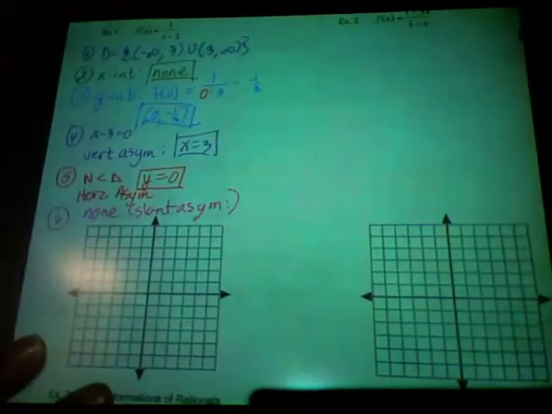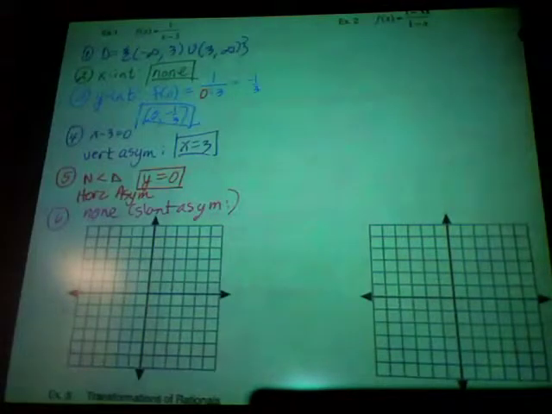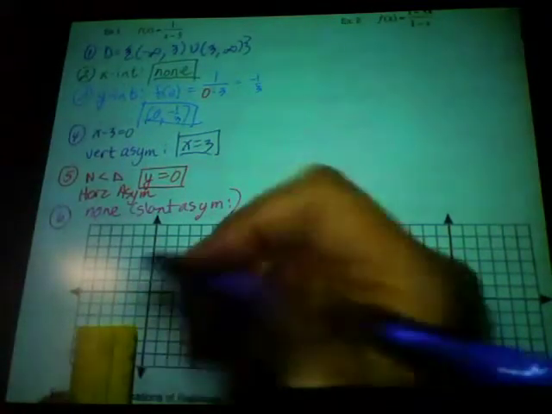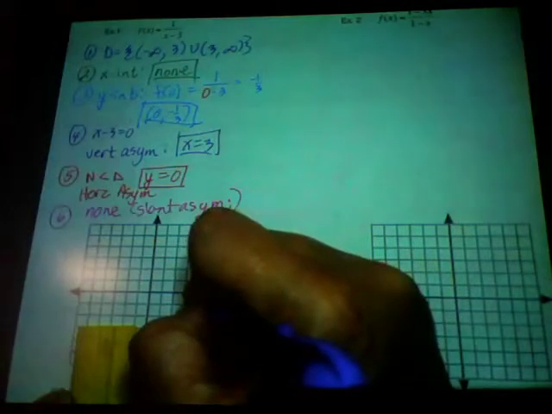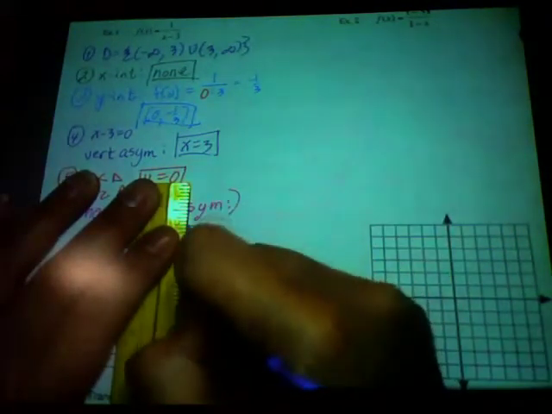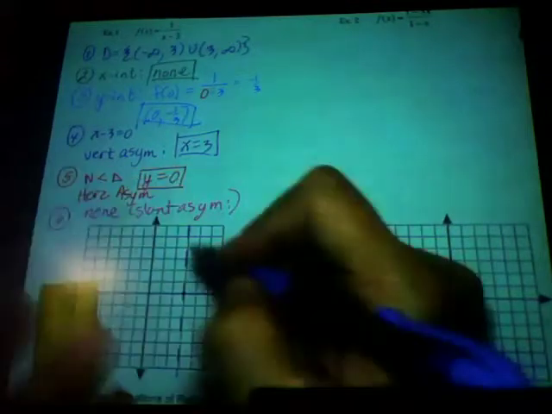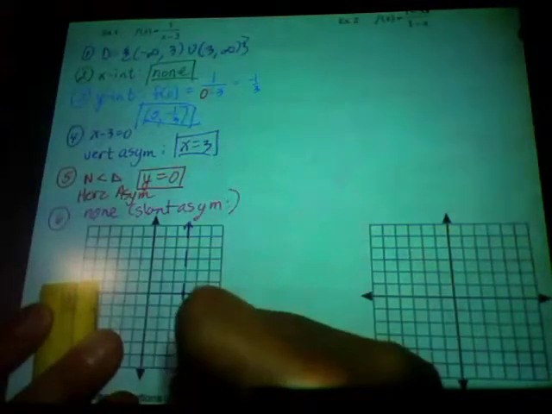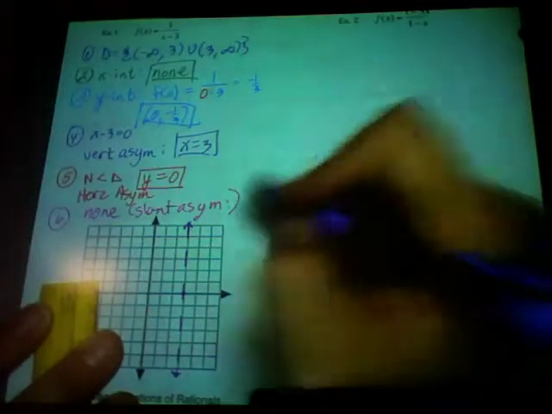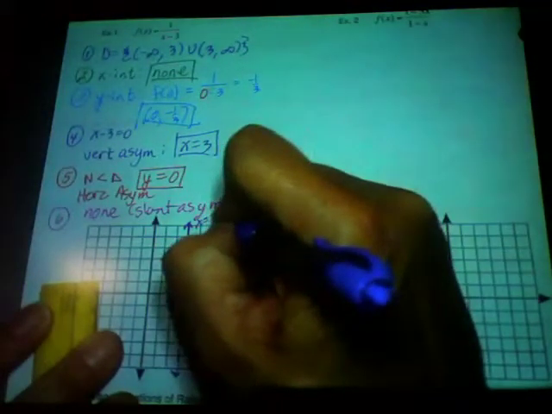So we're going to plot some. The very first thing that I like to do is put in my vertical and horizontal asymptotes. My vertical asymptote is x equals 3, so use your straight edge. And you absolutely positively must label these. If you don't label them, you will end up losing points. So this is x equals 3.